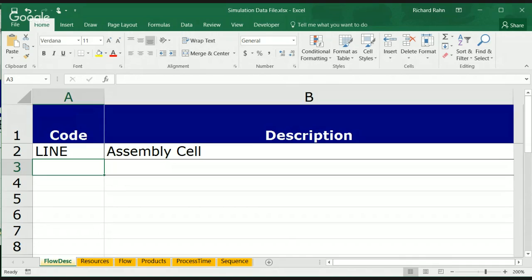In this case, it's just a cell with, as you'll see, 4 workstations. So we have a line, and then we have a description. So as simple as that. So that's the flow description.